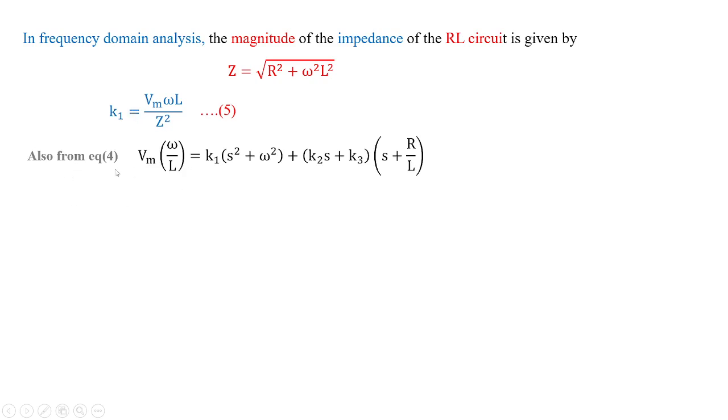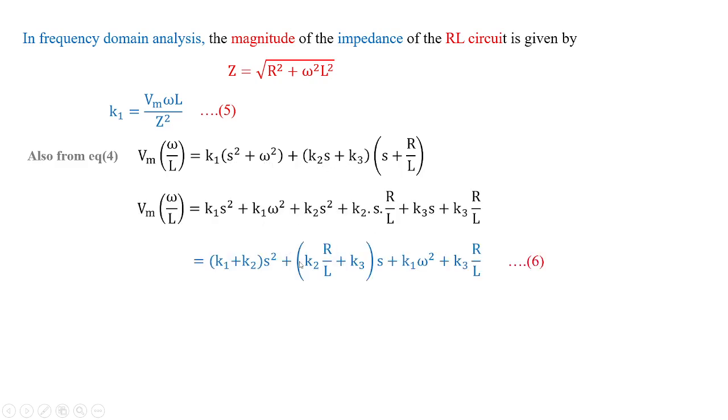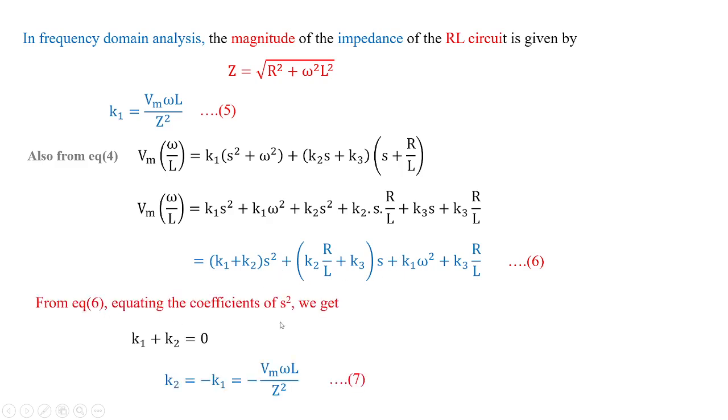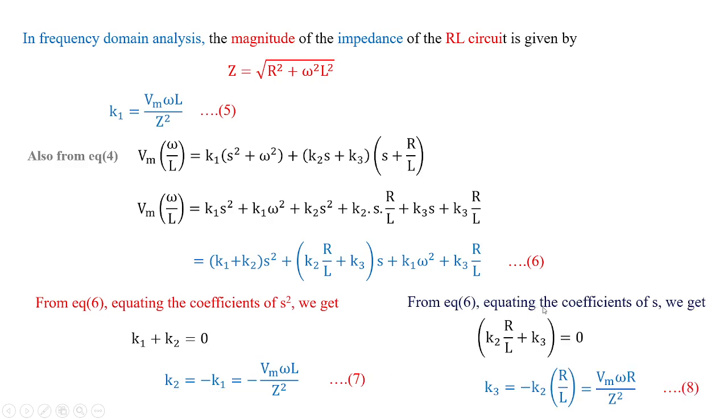For that, again we consider equation 4 and reframe these values in terms of s square, s term and constant values. Now you can see equation 4 is replaced as equation 6. I have an s square term, an s term, and on the right hand side I have only the constant term, so I am going to equate this equation. From equation 6, the coefficients of s square give K1 plus K2 equal to 0, which makes K2 equal to minus K1, given by equation 7. Similarly, from equation 6, equating the coefficients of s, we get the value of K3, which is equal to Vm omega R by Z square.